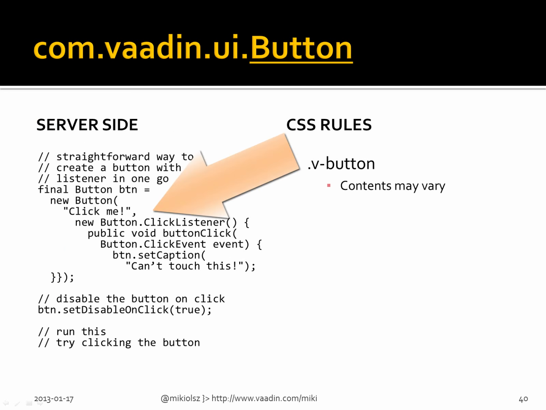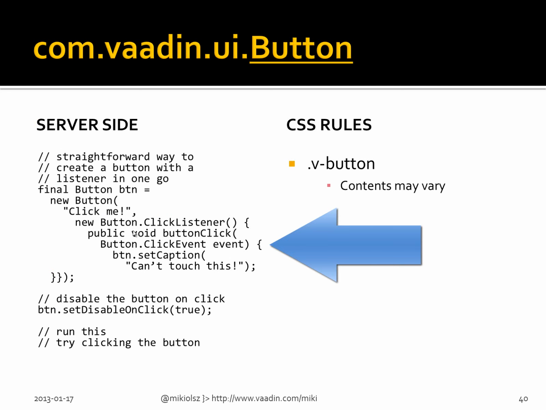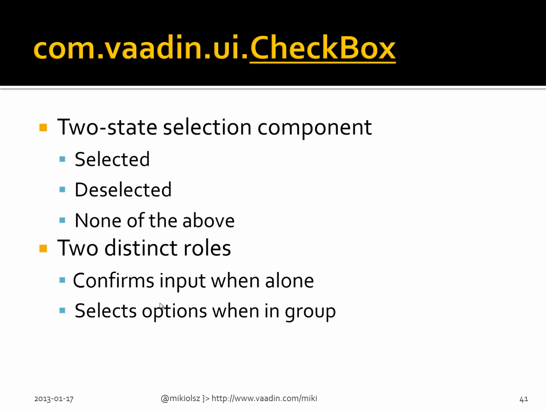The constructor of a button takes one or two parameters. The first parameter is a caption that will appear on the button, and the second parameter can be a click listener that handles clicks. This gives a straightforward way to create a button with a listener in one go.